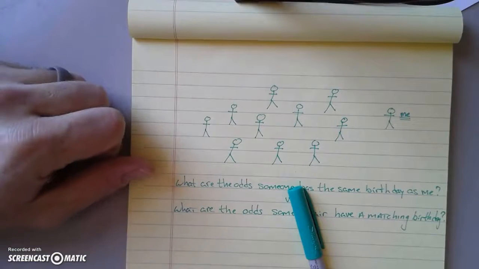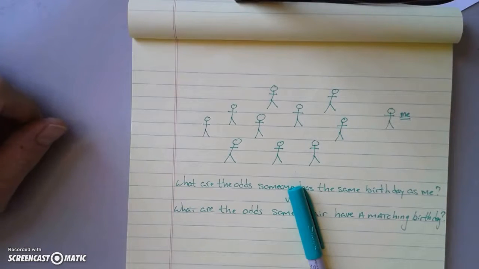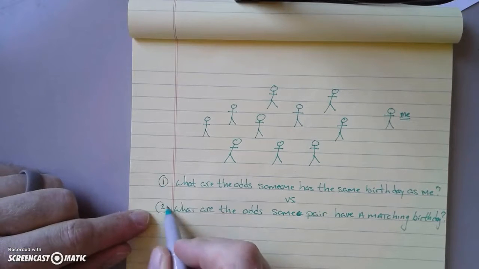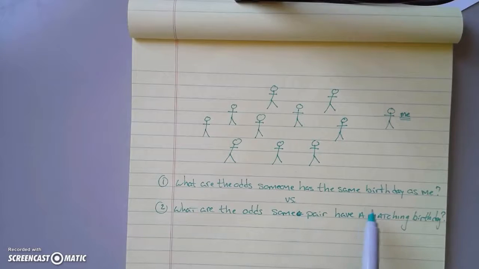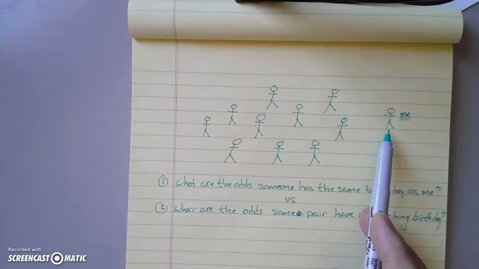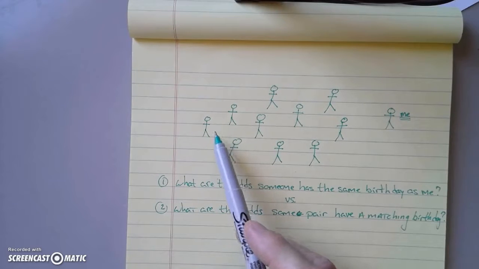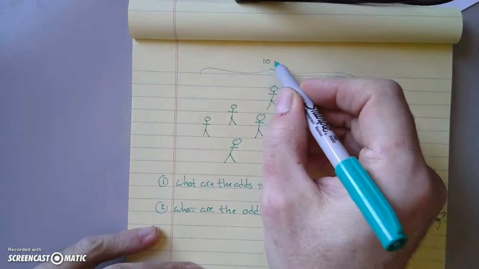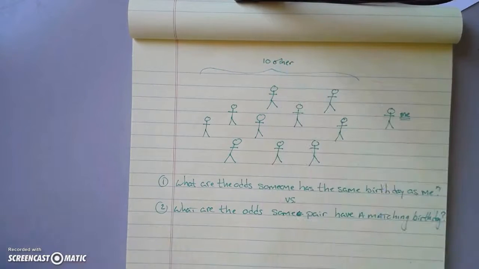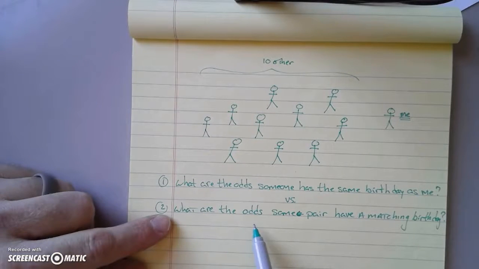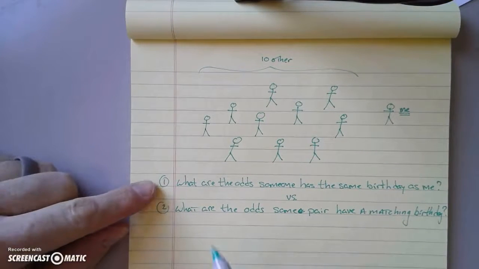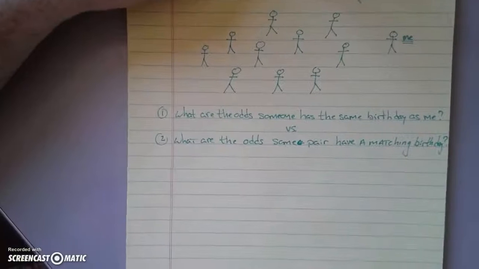All right, so hopefully I can make a useful video here about the birthday problem. There are two questions being asked. What are the odds that someone has the same birthday as me? This being me, and this being 10 other people, so 11 people altogether. And then, what are the odds that some pair of people have a matching birthday? Let's do the first question first.